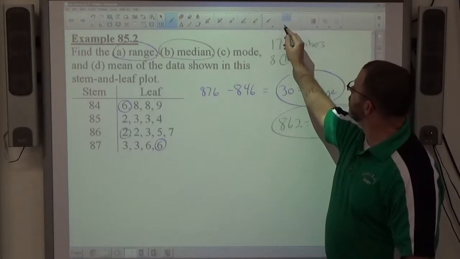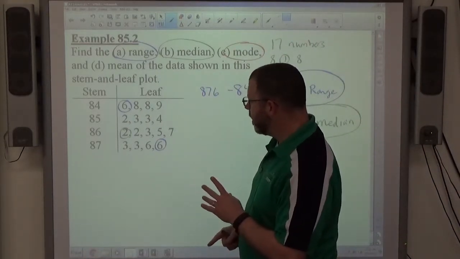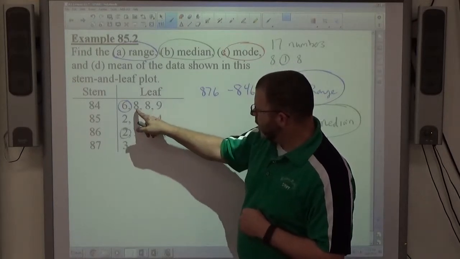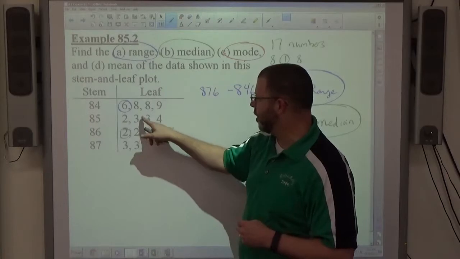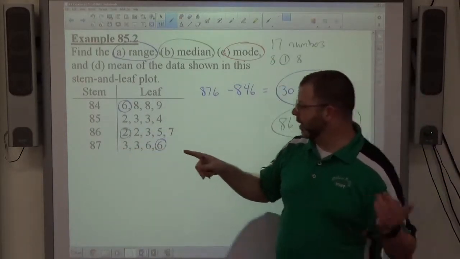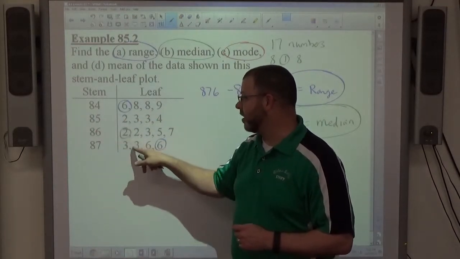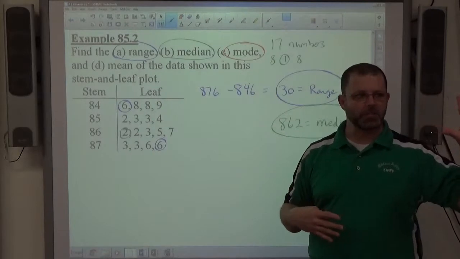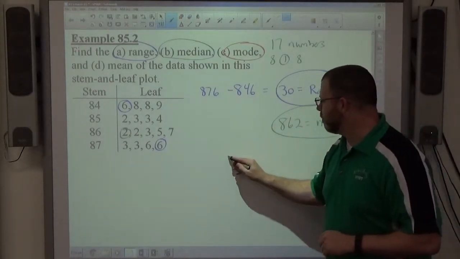As far as mode's concerned, which one happens the most? 848, 853, 862. Okay, two 8s, two 3s, two 2s, two 3s, and two 6s. Now some people see 1, 2, 3, 4, 5 3s and think 3 is the mode. But like Mitchell was saying, this is 848, this is 853, that's 873. So there's actually 5 modes to this one because there's 5 numbers that happen twice.